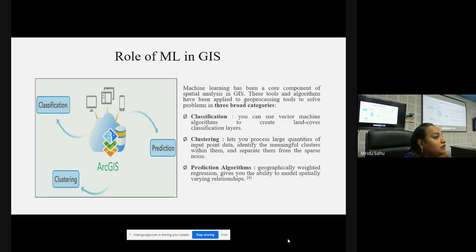If there is a need, then only we can deploy the model. So a need is generated by the GIS system. So ML wants to perform some actions in this area. So machine learning has been a core component of spatial analysis in GIS, and these tools and algorithms have been applied to geoprocessing tools to solve problems in 3 broad categories. So you can write down which things we want to do if we are working in GIS. The first one is classification, the second one is clustering, and the third one is prediction algorithms.